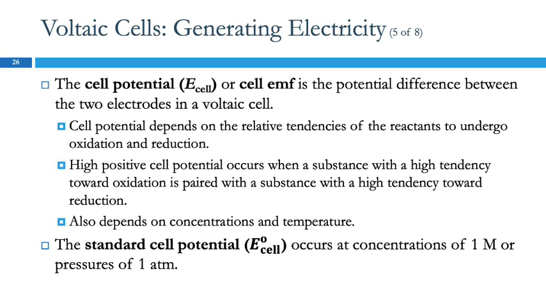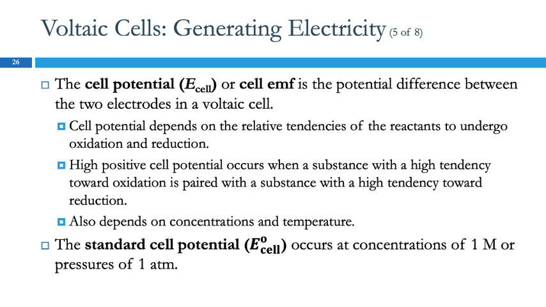So the cell potential, E cell, or the cell EMF, two different ways of talking about the same thing. It's the potential difference between the two electrodes in that cell, the voltaic cell. It's like the difference in elevation from the beginning of the stream to the end of the stream. So that cell potential is going to depend on the relative tendencies of the reactants to undergo oxidation and reduction.